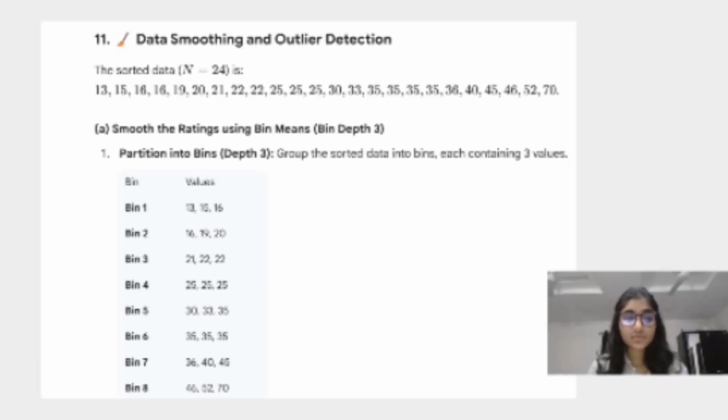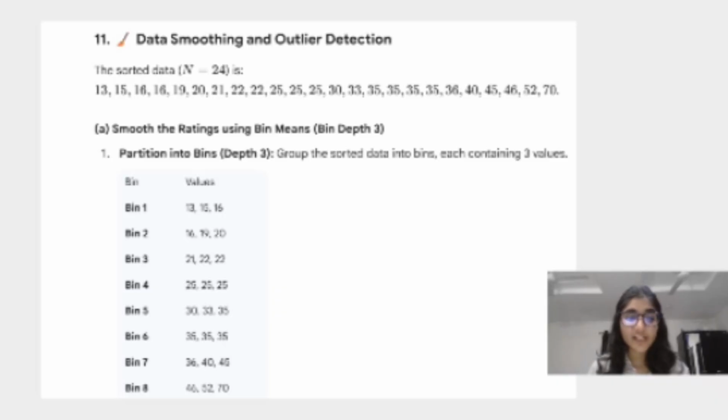So first is to smooth the ratings using bin means, that is, bin depth 3. So partition into bins, that is, depth 3. Group the sorted data into bins, each containing 3 values. So bin 1, bin 2, and so on. We will create the bins like this.